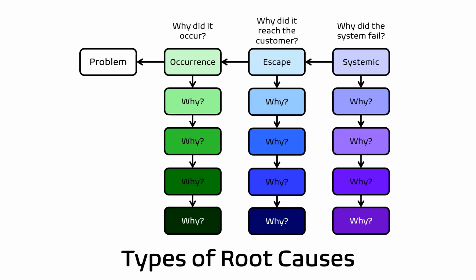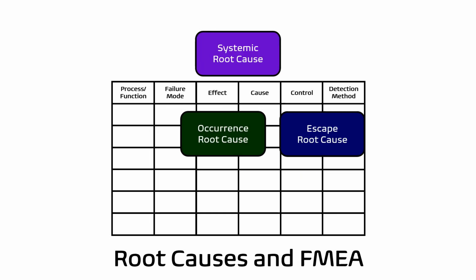Automotive industry guidances also identify 3 types of root causes: occurrence, escape, and systemic. They are identified at various levels using the 5 whys technique. Occurrence causes are the technical issues that cause the problem. Escape causes are related to the inability to control or detect, and systemic root causes are related to the ability to anticipate. Occurrence and escape root causes can be easily understood by relating them to the structure of an FMEA.